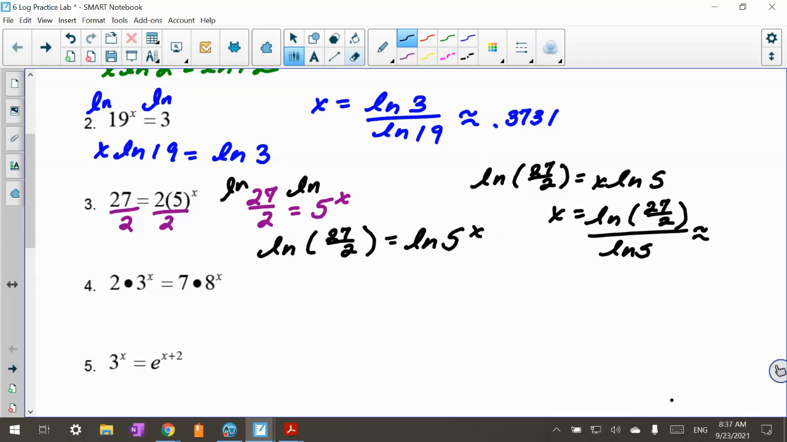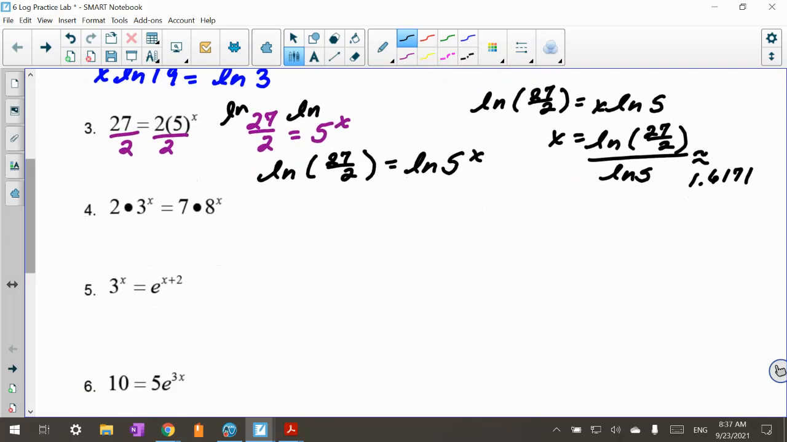And you really should practice putting this in your calculator, just to make sure that you can put it in correctly. And when I do that, I get 1.6171.